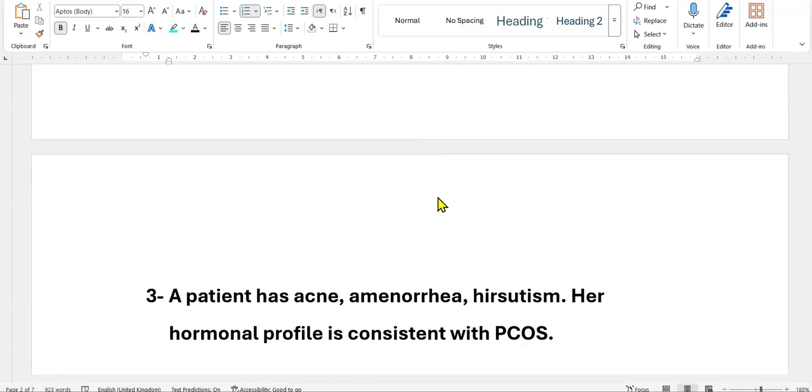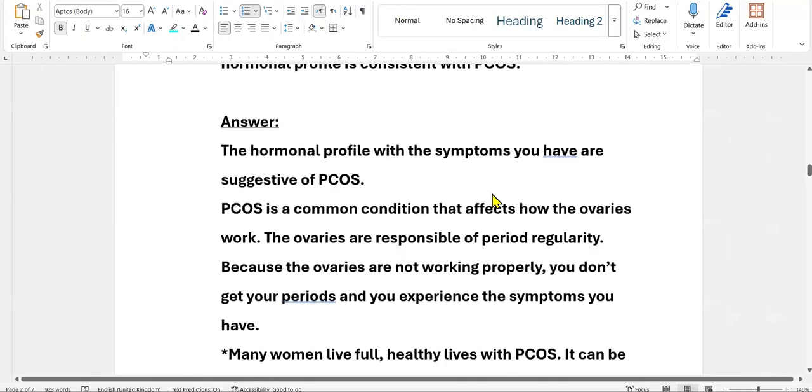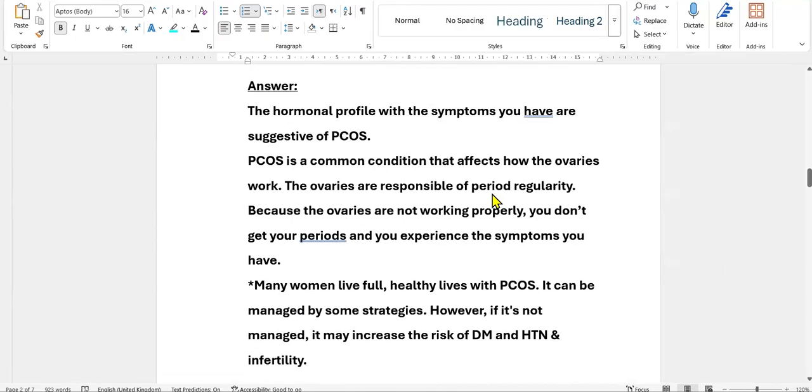All right. Okay. Well, there is a model answer for this one. The hormonal profile with the symptoms you have, as simple as you can, are suggestive of polycystic ovarian syndrome. Polycystic ovarian syndrome is a common condition that affects how the ovaries work, because there are two. The ovaries are responsible for period irregularity. Because if the ovaries are not working properly, you don't get your periods and you experience the symptoms you have.